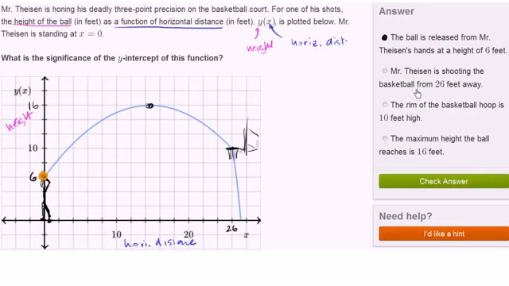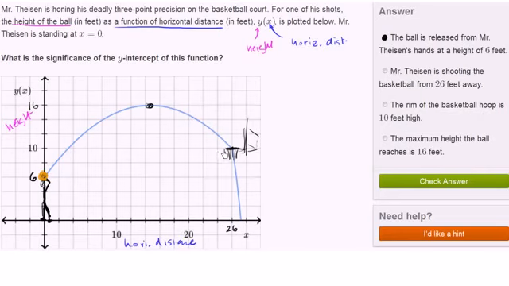Let's look at these other things. Mr. Thiessen is shooting the basketball from 26 feet away. Well, that's right. He's at x equals 0. The goal is at 26 feet away. But that's not the significance of the y-intercept. That'd be the significance of where we saw this little point here where the ball dropped down at a steeper angle.